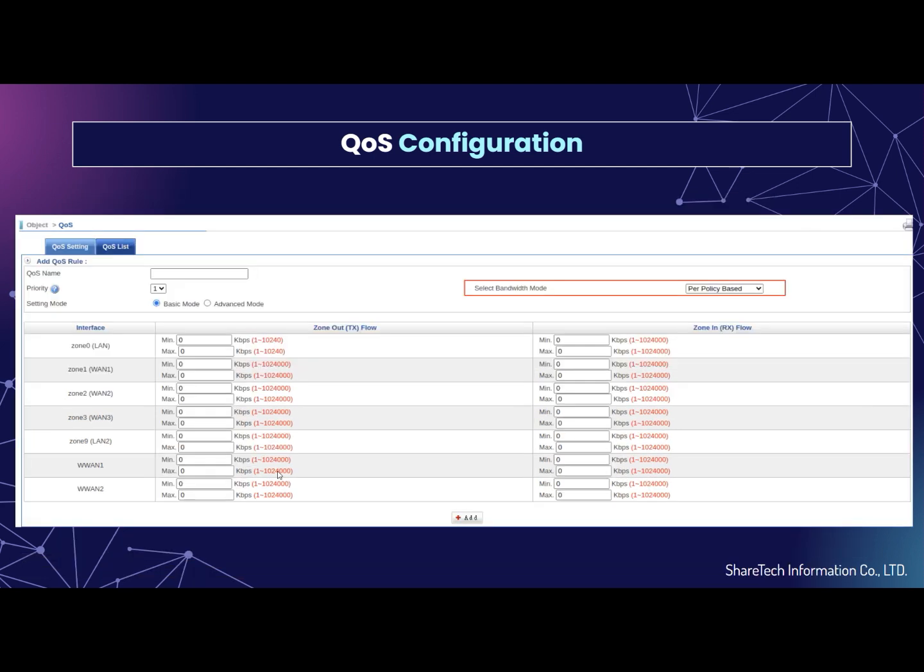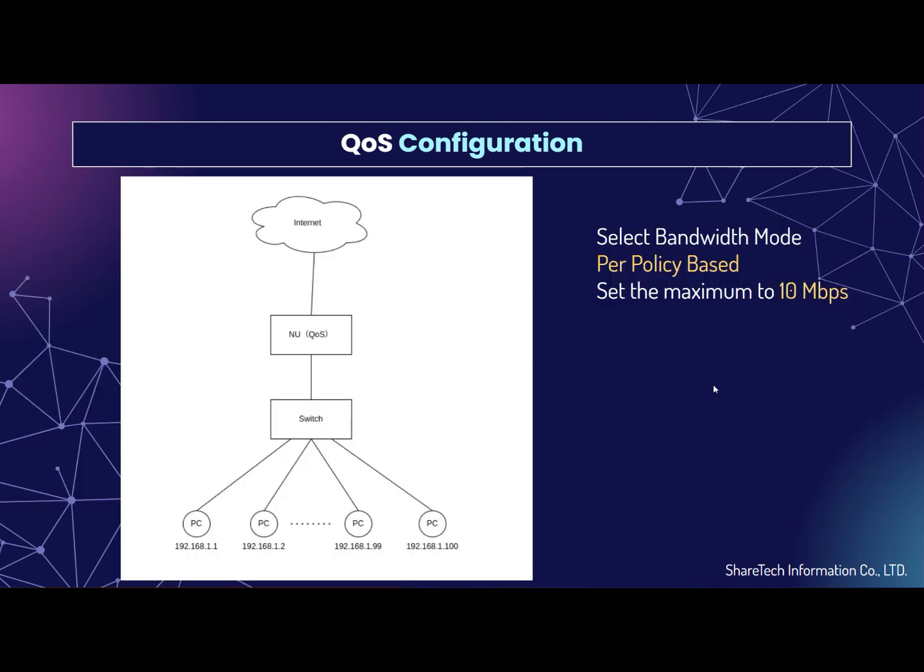In the select bandwidth mode, you can choose per policy base or per source IP base. Later, I will explain the difference between the two modes. First, I am going to talk about the select bandwidth mode setting set to per policy base. How will it be allocated?